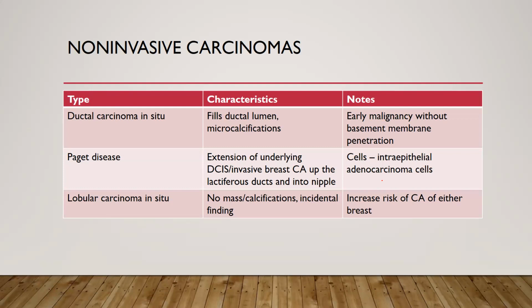Versus lobular carcinoma in situ, you're not seeing any mass or calcifications. This is often your incidental finding. This is why we do mammography. It can increase your risk of cancer in either breast. Your Paget's disease is extension of underlying DCIS, so ductal carcinoma in situ, or invasive breast cancer, up to the lactiferous ducts and into the nipple. The cells involved are intraepithelial adenocarcinoma cells, squamous cells. So these are your three non-invasives. These three would be good to know.